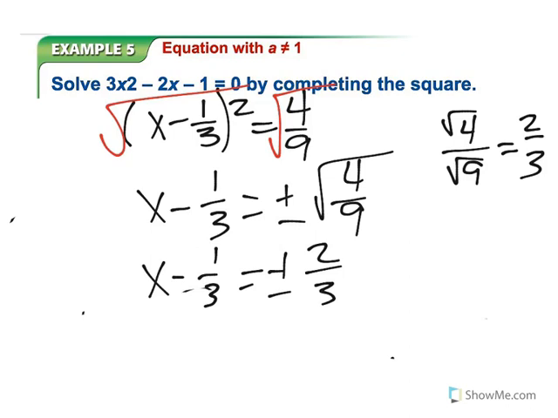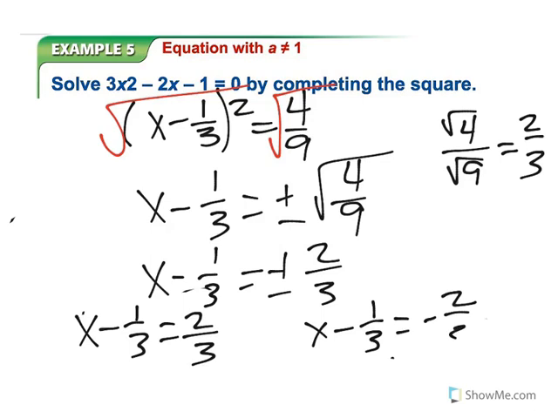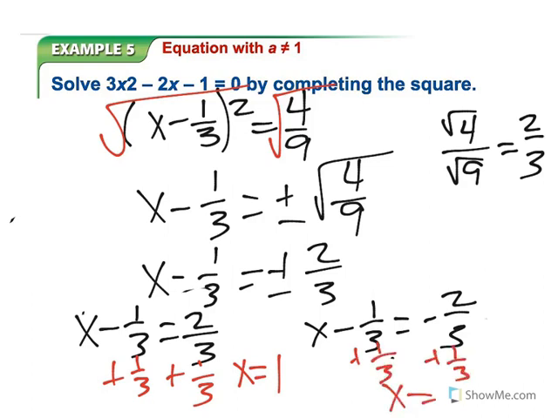Now, let's set that up into two equations. x minus 1/3 is equal to positive 2/3, and x minus 1/3 is equal to negative 2/3. We're going to solve for x in both cases. We're going to add 1/3 to each side. And here we get x is equal to 1. And if we add 1/3 over here, we get x is equal to negative 1/3. So my two answers for this are x equals 1 and negative 1/3.